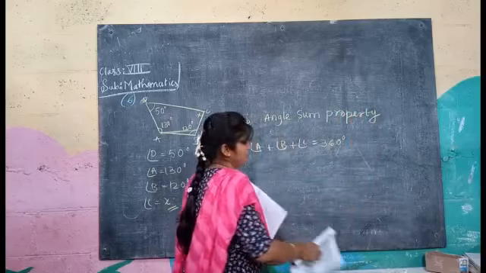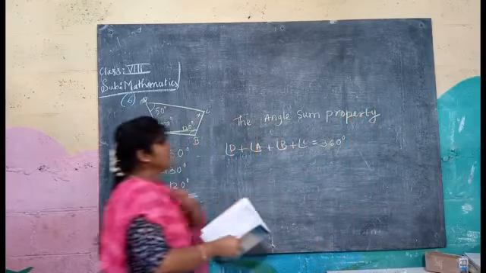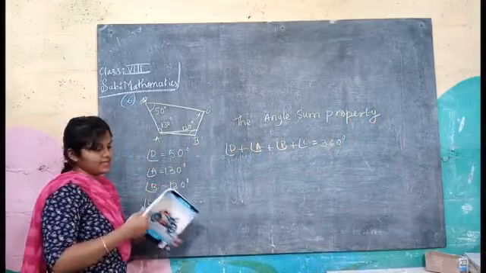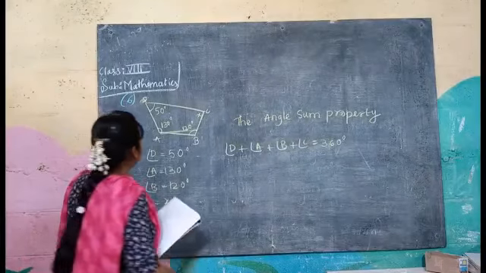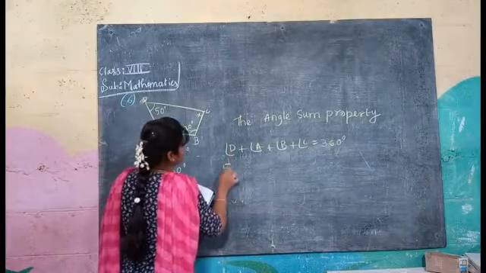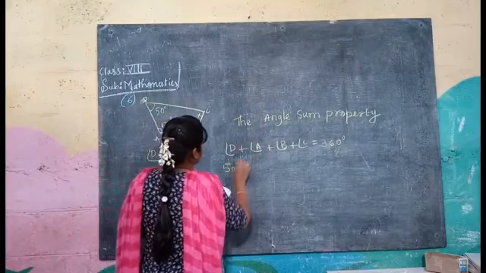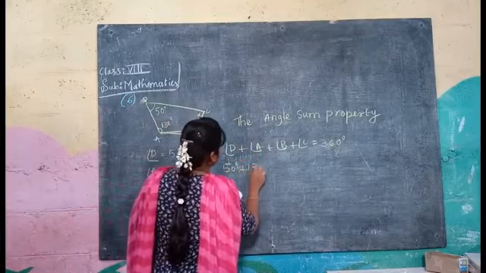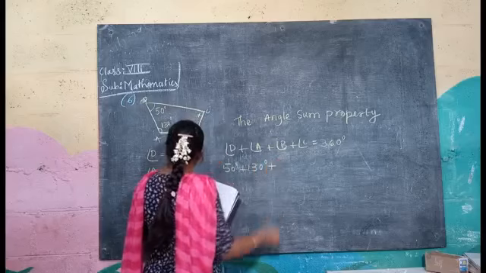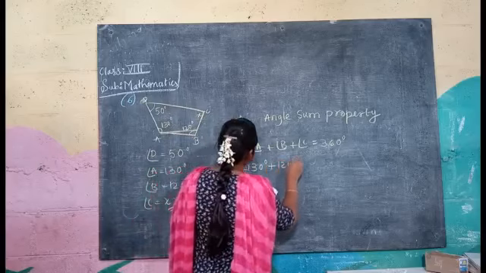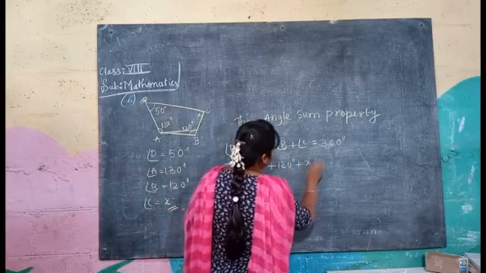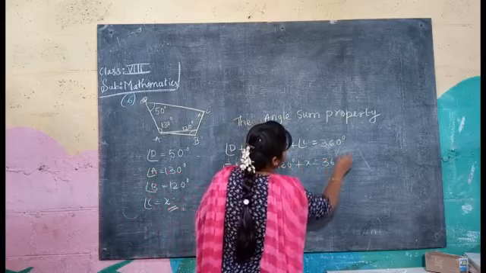Angle sum property. Now we have to write the angles down. Angle D is equal to 50 degrees plus 130 degrees plus 120 degrees plus angle C, which is x, is equal to 360 degrees.